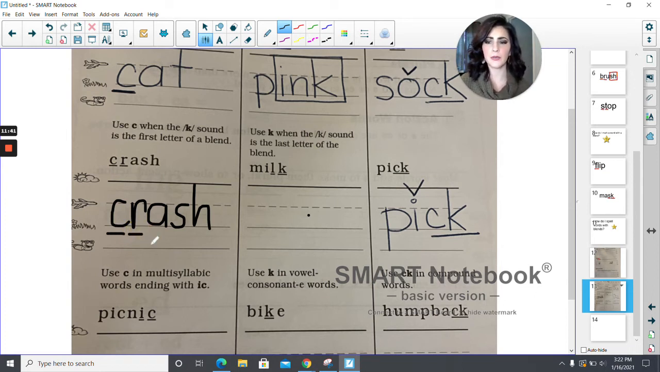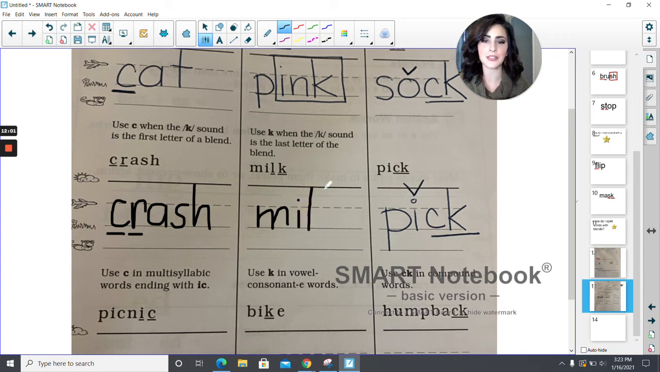Okay, and then if we look at the word milk, it says to use K when the K sound is the last letter of the blend. So I hope I have not thoroughly confused you today, boys and girls. These are a lot of different little rules, but you will get used to it the more that we spell words and practice building them.